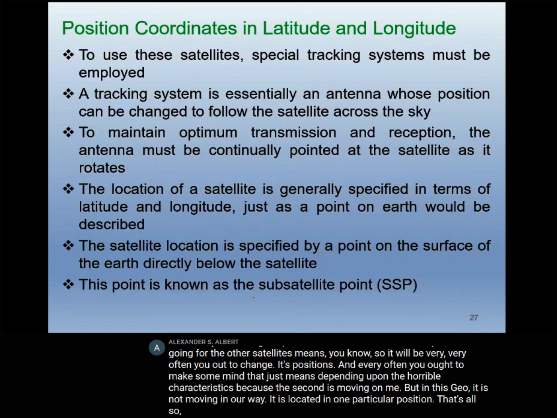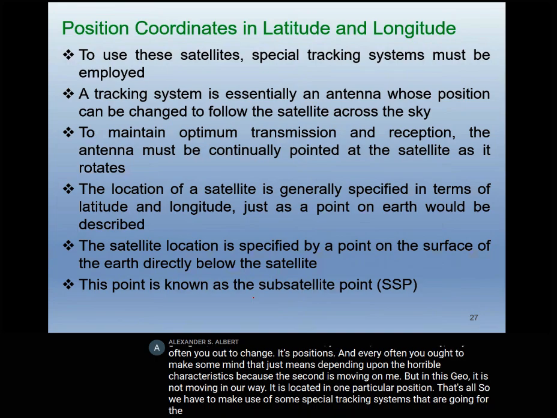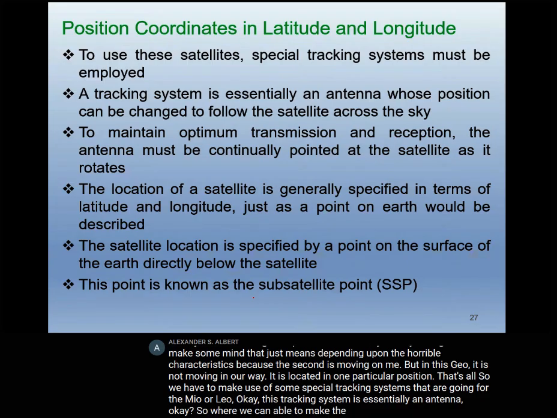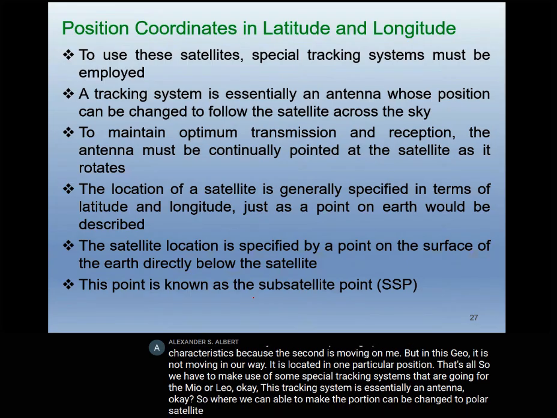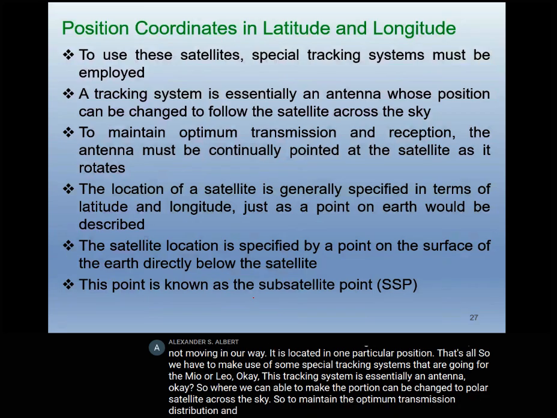So we have to make use of some special tracking systems whenever we go for MEO or LEO. This tracking system is essentially an antenna whose position can be changed to follow the satellite across the sky. To maintain optimum transmission, distribution and reception, the antenna must be continuously pointed at the satellite.